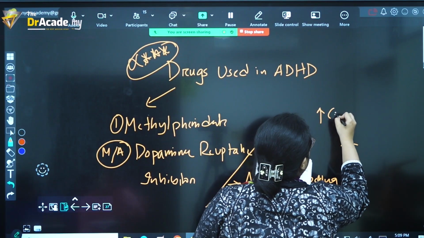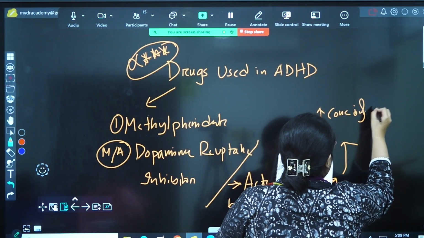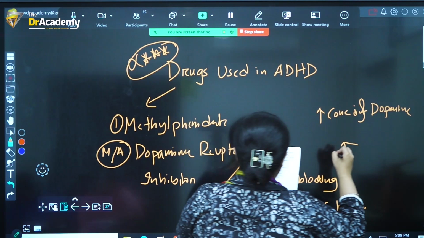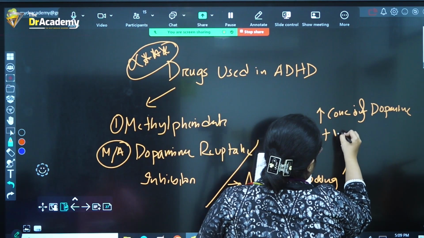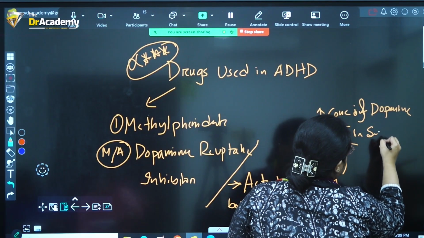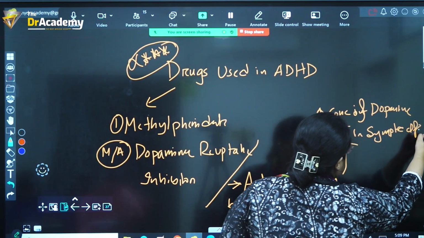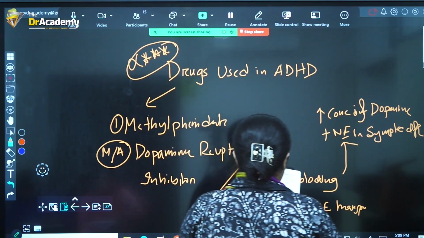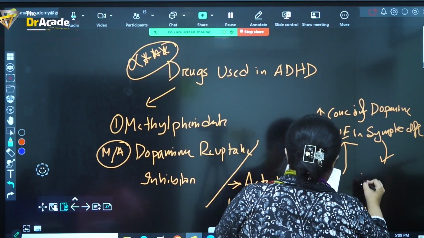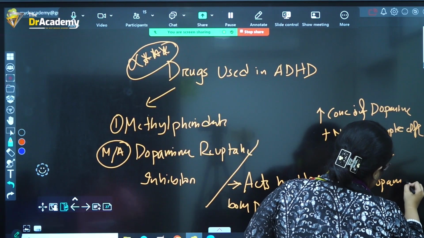Increase the concentration of dopamine and norepinephrine, in where? In the synaptic cleft, okay? Ultimately it increases the dopamine and noradrenergic activity.